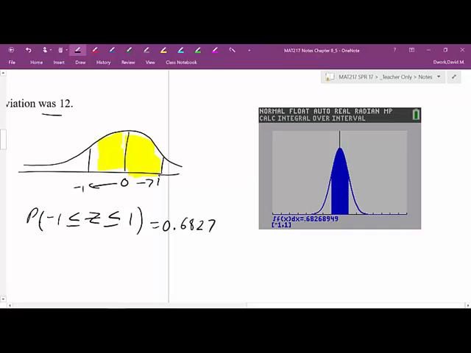So why is it called the rule of 68, 95, 99.7? I'll just call it 0.7. Why is it called the rule of 68, 95, 99.7? Well, they rounded. It depends on how much accuracy you need. So in another class, they might call it the rule of 68.3 instead of the rule of 68.